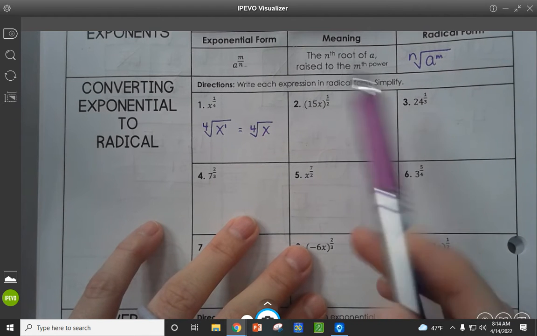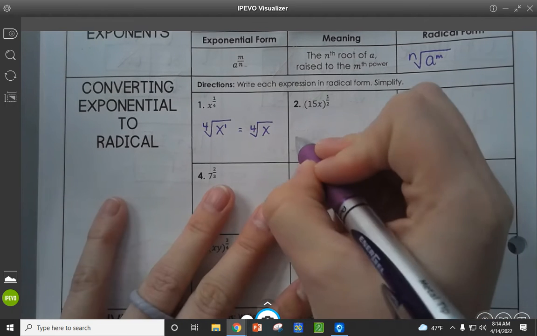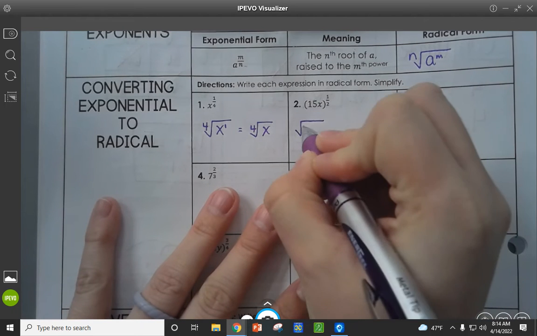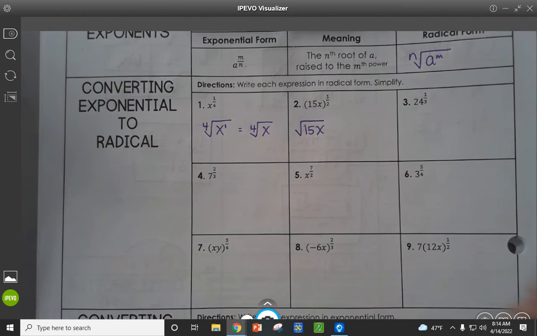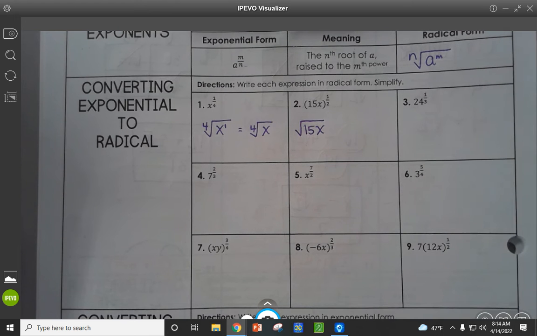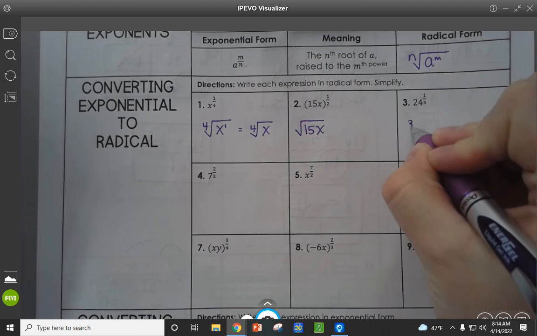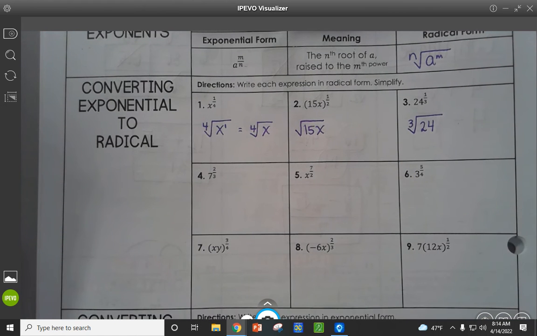Okay. So number 2, what type of root do I have? A square root. Now you don't need to put the 2. When you have a 2, you don't really have to put that. So it's just a square root of 15x raised to the 1st power. So really you don't even need to write that 1. So it's a square root of 15x. What type of root do I have on number 3? A cubed root. So the 3rd root of 24 raised to the 1st power.